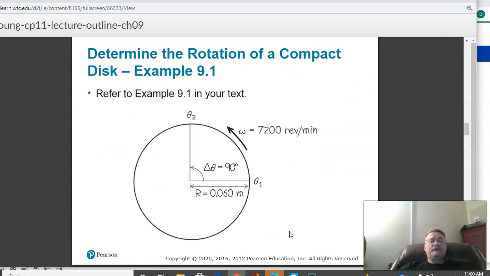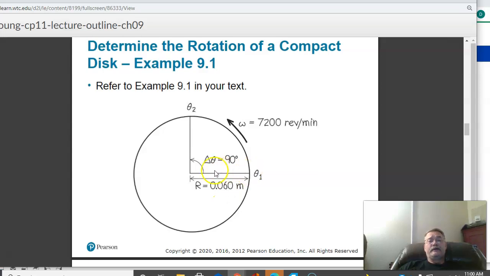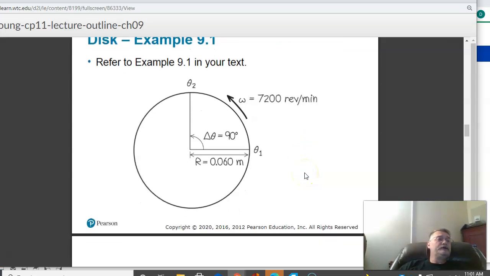An example problem that's given to you in your text is example 9.1. Here it's showing you the change of the angles, giving you the angular velocity and the radius, and they solve this problem for you in example 9.1. So first you would need to convert your omega to radians per second, and then after doing that you would find your angular acceleration by the change in omega over the change in time.